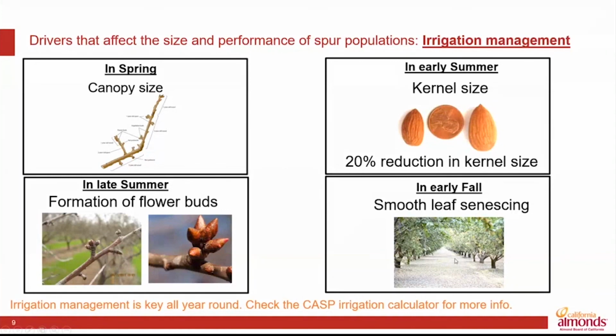But believe me, promoting good, smooth leaf senescing will help those green leaves to become yellow. And they become yellow for a reason, because that green color is the energy, it's the chlorophyll, it's the nutrients that get translocated from the leaves into the spurs to have healthy flowers at the following season, strong flowers. So again, irrigation management is key all year round. And again, check the CAS irrigation calculator for more information in this area.